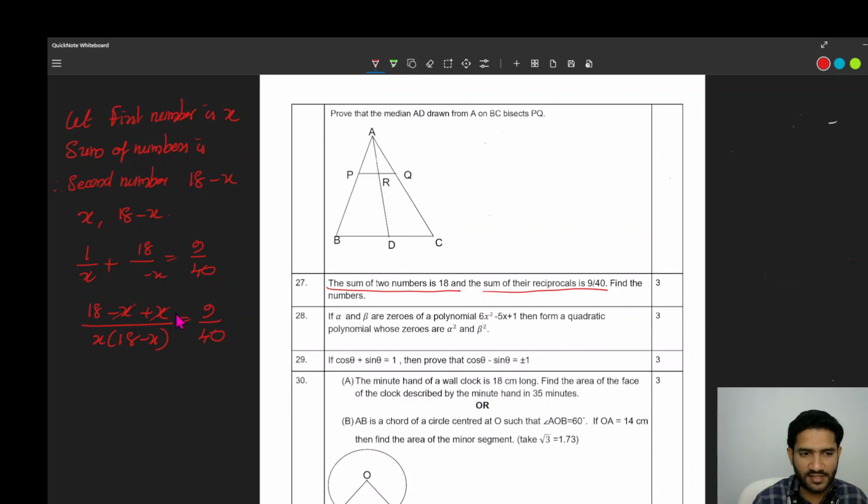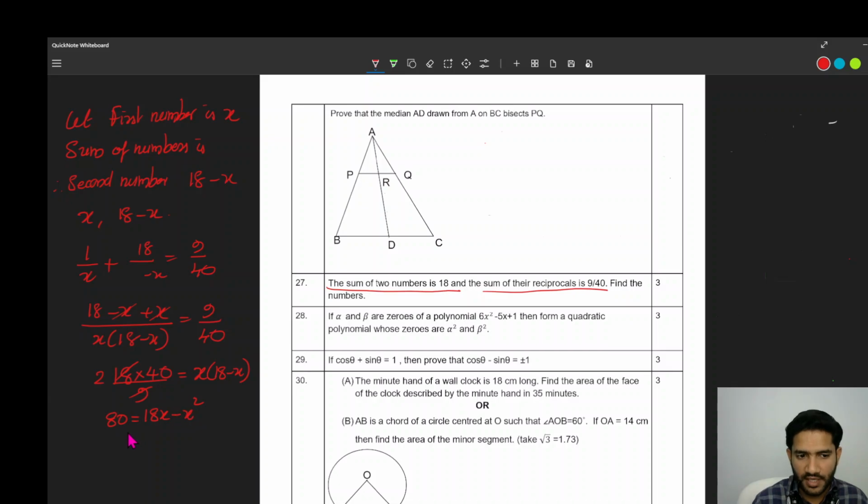18 minus x plus x. So 18 is there. I am taking this 40 into the left side, and 9 into the left side again, so it will be the denominator. I am taking this x into 18 minus x into the right side, so it will be x into 18 minus x. Obviously we can cancel 18 and 9, it will be 2. So this one is 2 into 4, 80, equal to 18x minus x square.